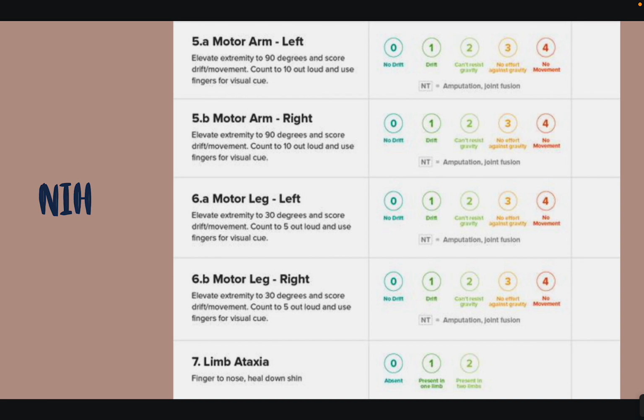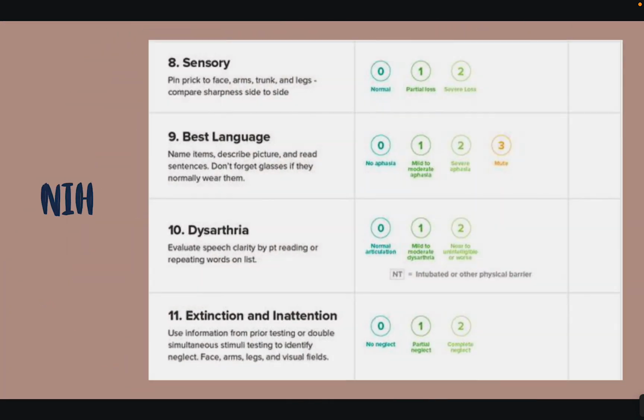And then after that, we're looking at the motor functions. So you're going to check for motor function of the arms and the legs. You're going to look at limb ataxia. Can they touch their nose and touch your finger? Can they do the heel down shin exam? Then we're going to look at sensory. You're going to ask them to close their eyes, and then you're going to touch their right foot and say, okay, what am I touching right now? And they should be telling you, well, you're touching my right foot. I can feel it.